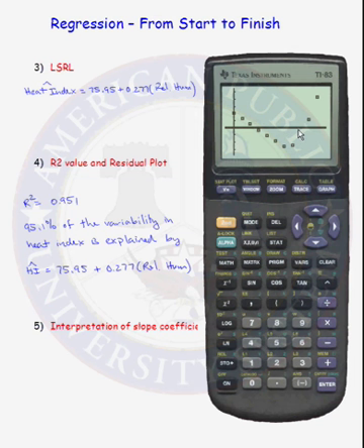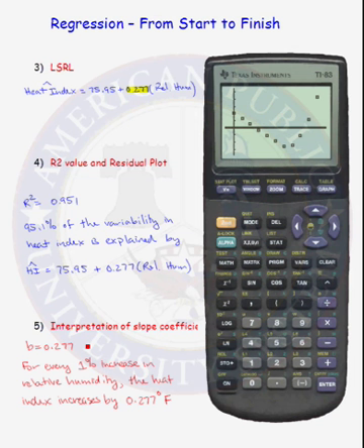The fifth step is to interpret the slope coefficient. We see that our slope coefficient is 0.277. What does that mean? It means that for every 1% increase in relative humidity, the heat index increases by 0.277 degrees. Our slope coefficient is 0.277. That means that for every 1% increase in relative humidity, the heat index increases by 0.277 degrees Fahrenheit.